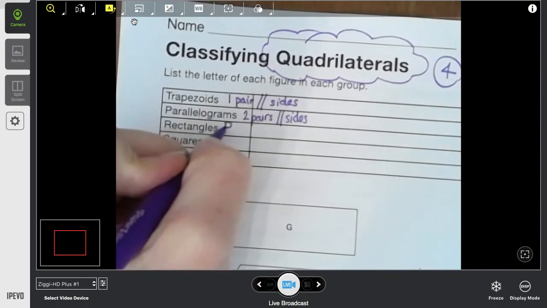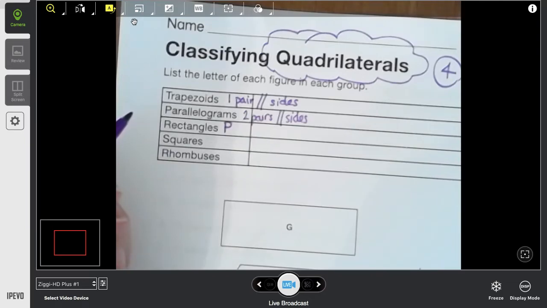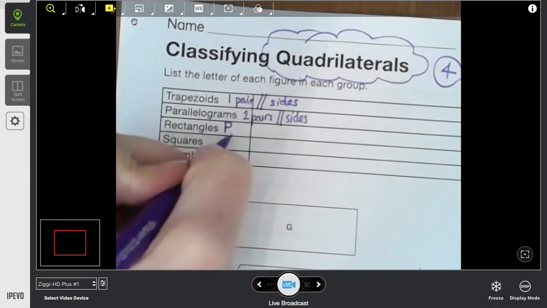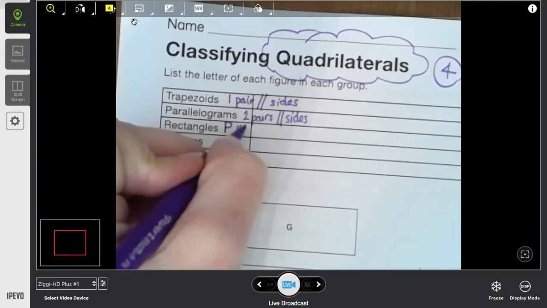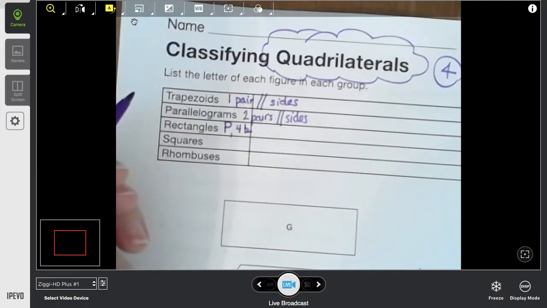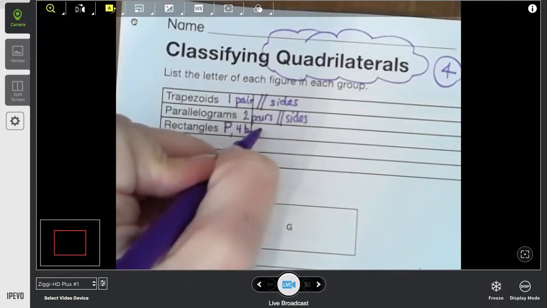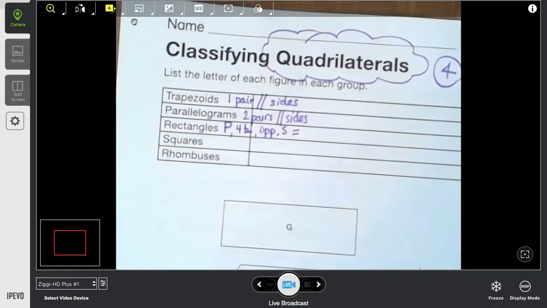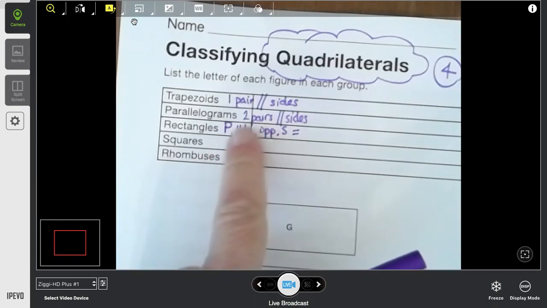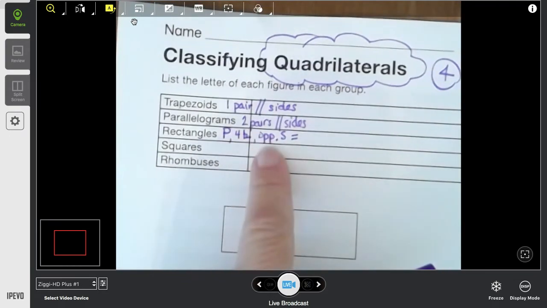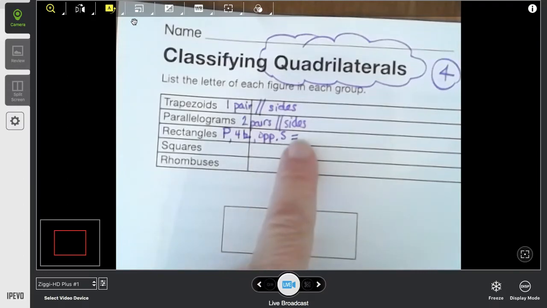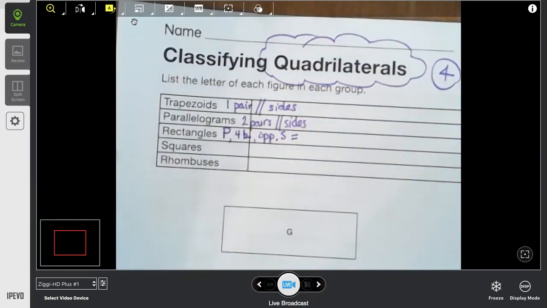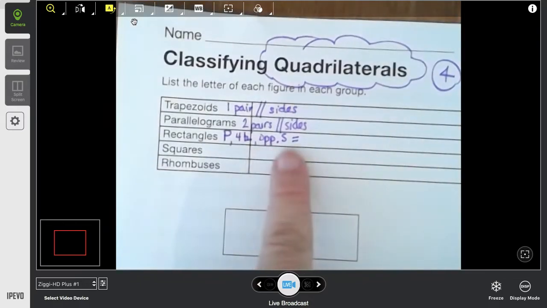Rectangles. A rectangle is a parallelogram, so I'm going to put that capital P there for that, and it has to have 4 right angles. That's my symbol for right angle. And it has to have opposite sides equal. So it's a parallelogram, means 2 pairs of parallel sides. It has 4 right angles, and its opposite sides are equal. So we should know all of these things. I'm just using hints and little symbols here to remind us because we've already learned it.